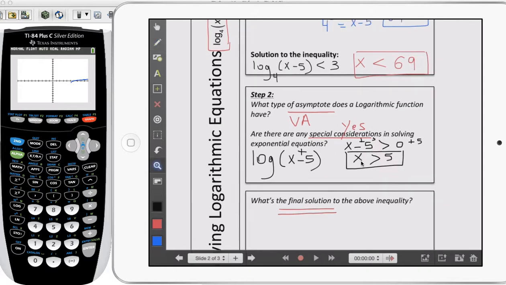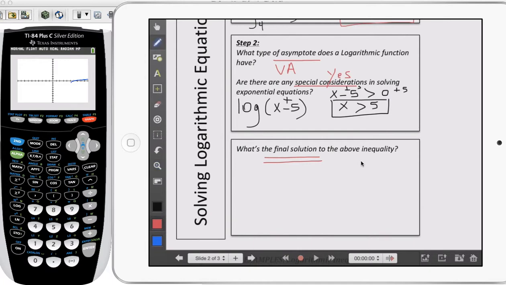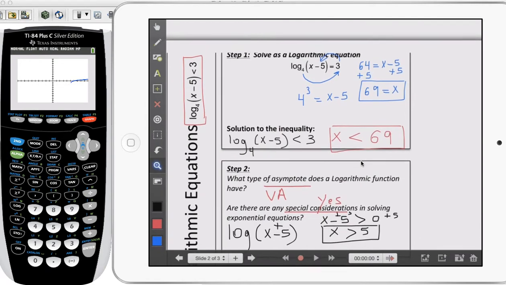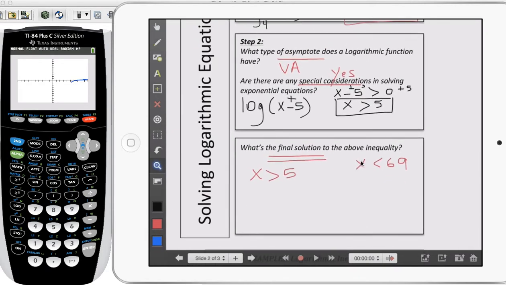So in this case, I have two inequalities. I have x greater than 5, and I have x less than 69. I got this from taking the argument greater than 0. I got this solution from actually solving the inequality. So I have two different inequalities. I need to join these two in one inequality.